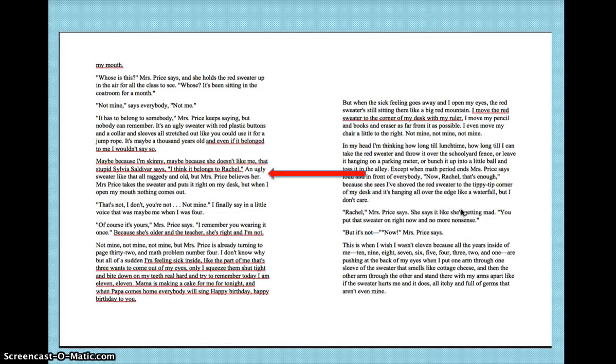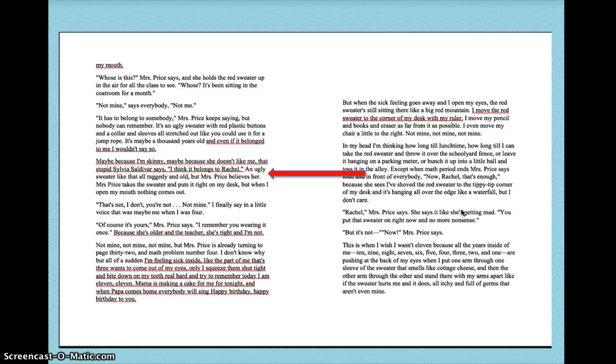Here's one section that I think is quite interesting. "Maybe because I'm skinny, maybe because she doesn't like me, that stupid Sylvia Saldivar says, I think it belongs to Rachel." Maybe the author included this because it's revealing Rachel's thoughts about the reactions of other people. When we talk about characterization, we talk about how other people reacting to characters tells us a little bit more about who the character actually is.